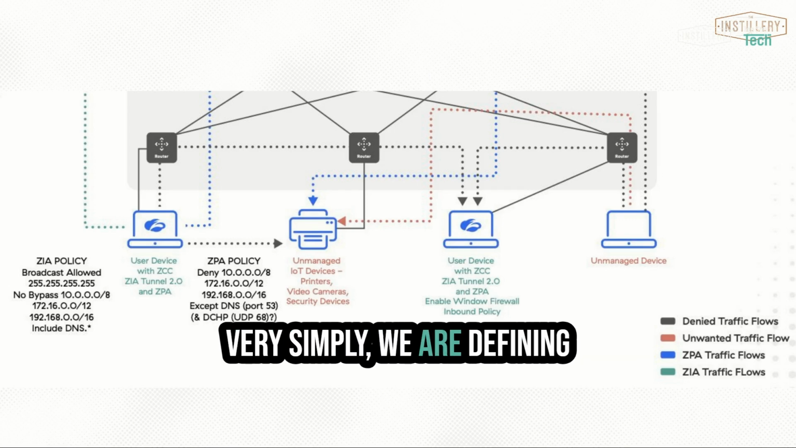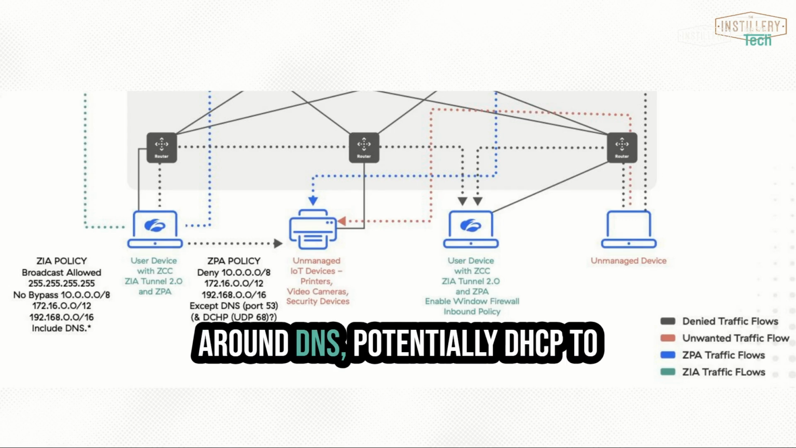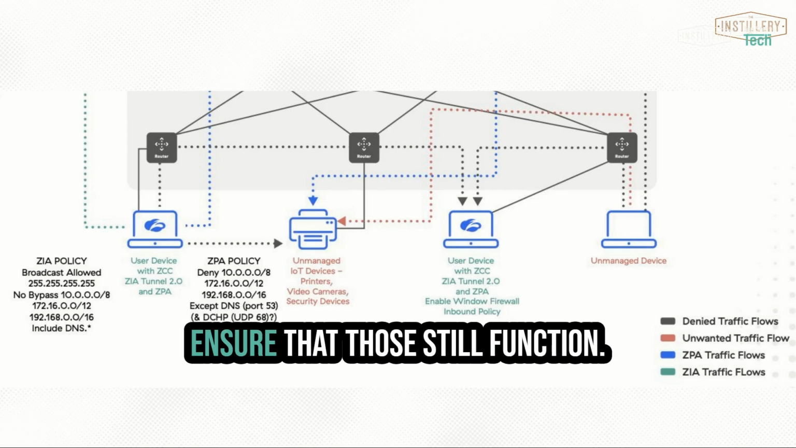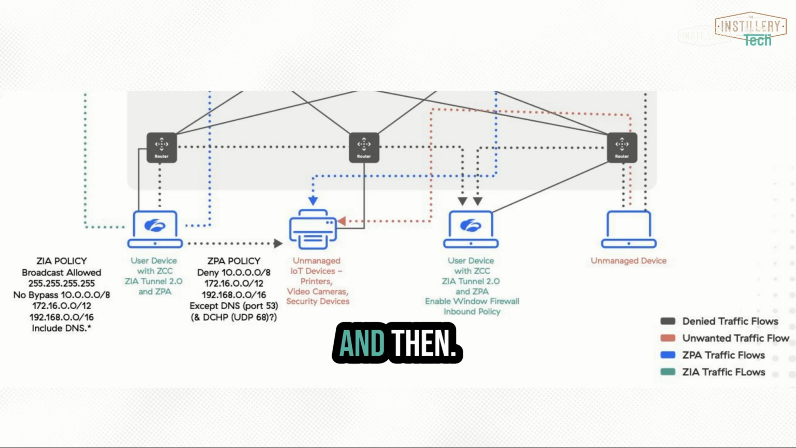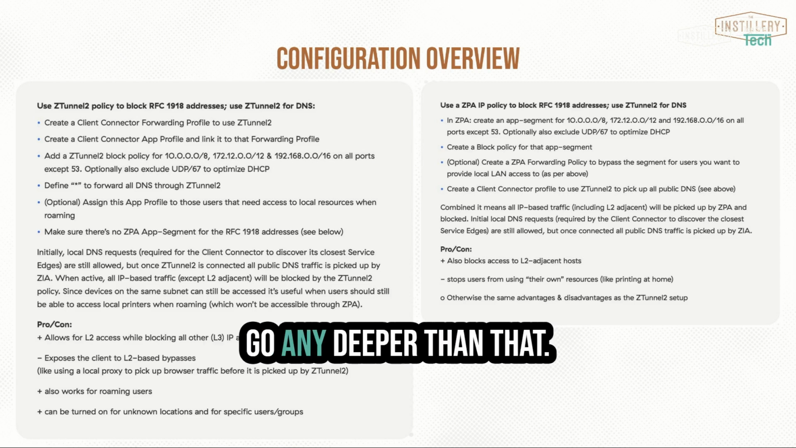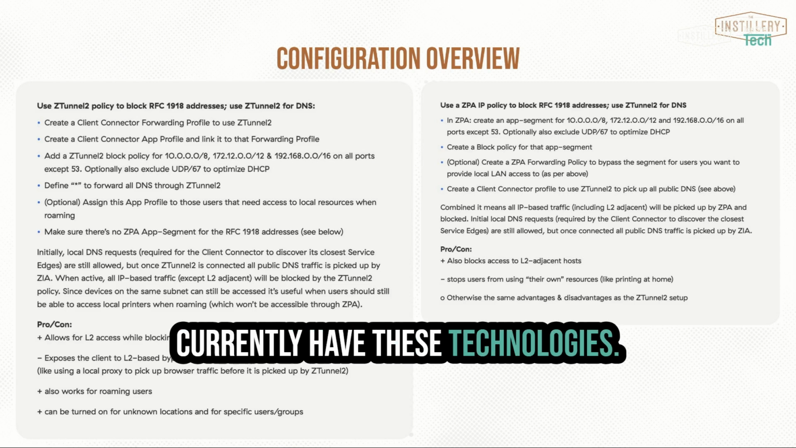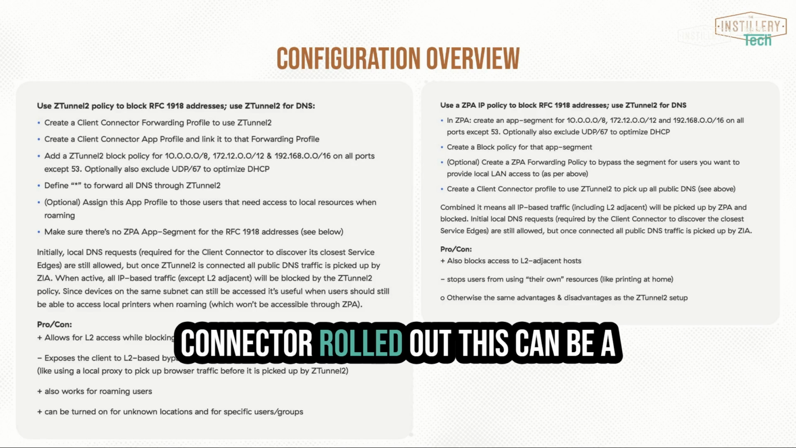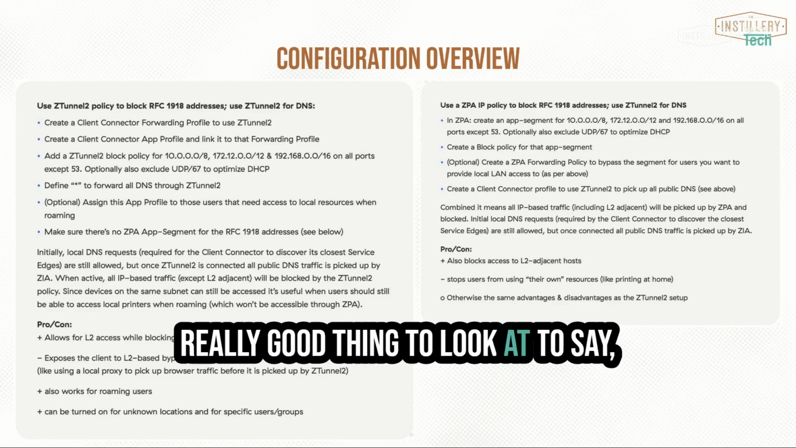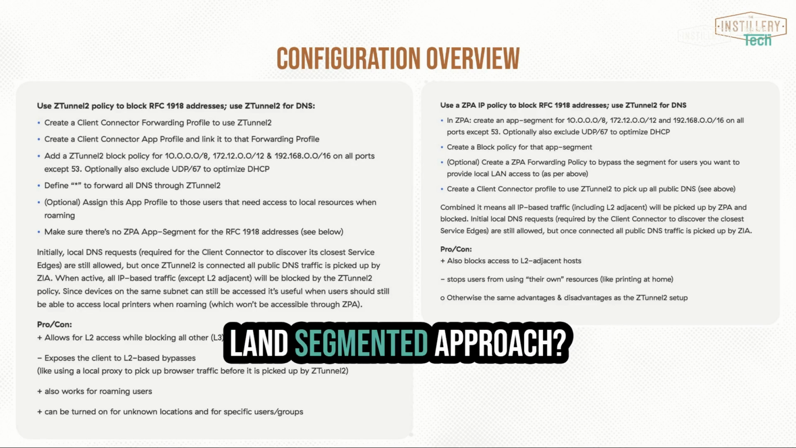Very simply, we are defining policies that include the RFC 1918 space, with some exceptions around DNS, potentially DHCP, to ensure that those still function, and then building out these configurations in ZIA and ZPA. Now, look, today I'm not going to go any deeper than that, apart from to say, if you currently have the client connector rolled out, this can be a really good thing to look at to say, how do we actually move towards a more micro-segmented, LAN-segmented approach?